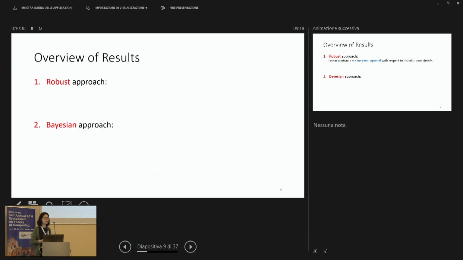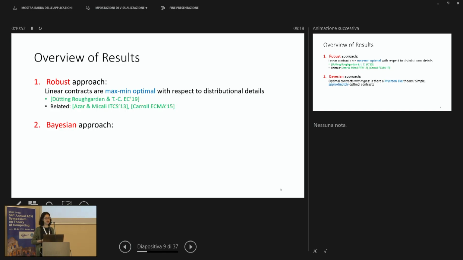OK, so here's an overview of the results. For robustness, I'll show that a subclass of contracts, a very simple subclass called linear contracts, are robustly optimal, max-min optimal with respect to distributional details. This is based on joint work with Paul and Tim Roughgarden, and related to some very interesting research I'm listing on the slide in case you're interested in looking more into it.